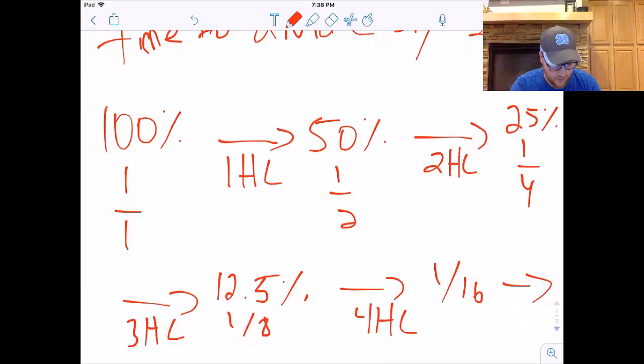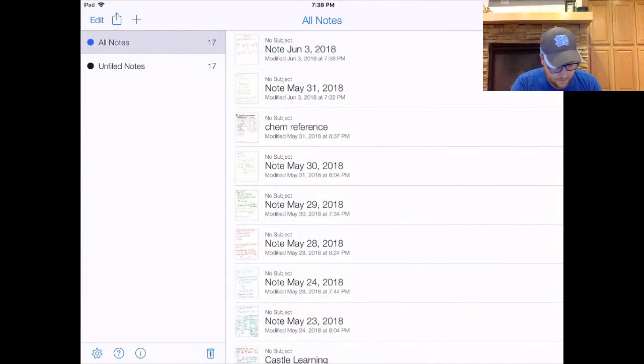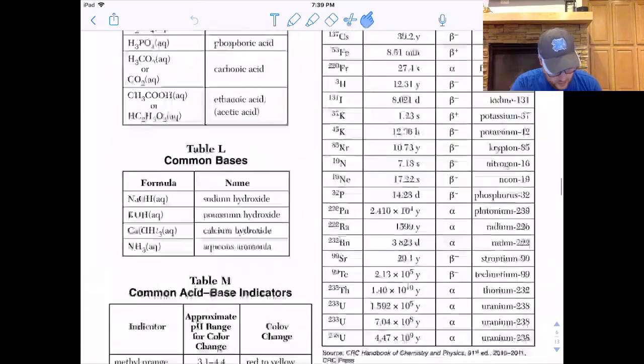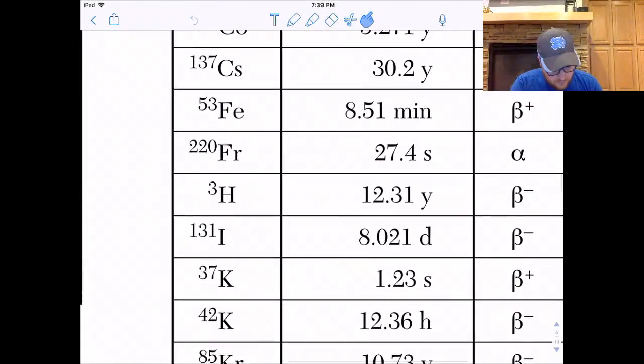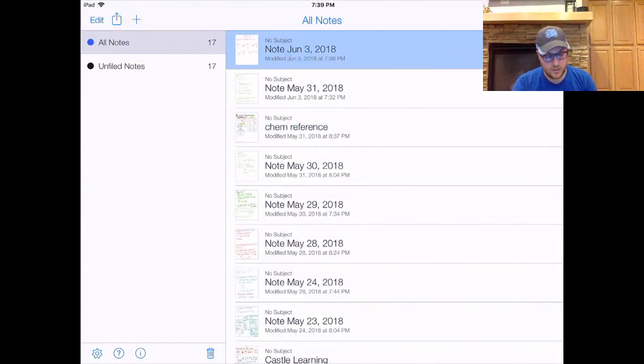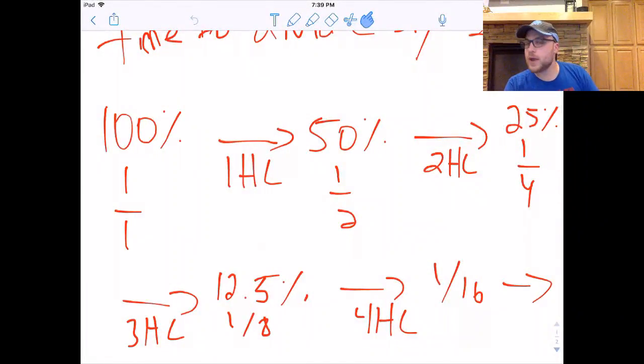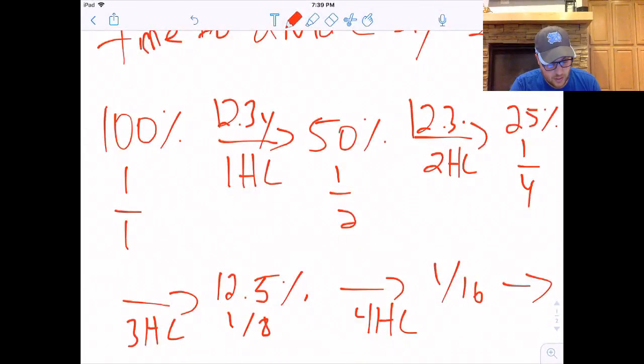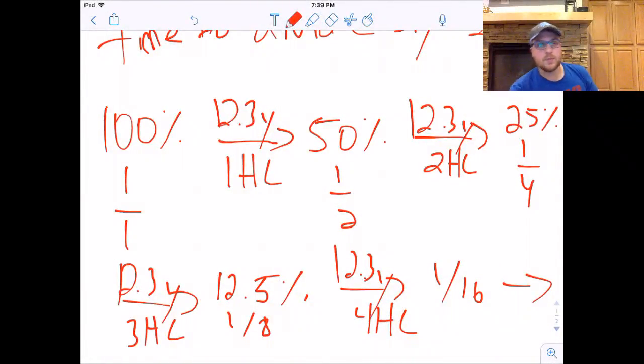So let's just pick a random one. Hydrogen 3 has a half-life of 12.31 years. So you start with 10 grams of hydrogen 3, which is 100% of hydrogen 3, and then after 12.3 years, you divide by 2. After another 12.3 years, you just keep dividing by 2 every 12.3 years. And how do you know when to stop? When do you stop dividing by 2? The problem's going to give you some sort of hint of when to divide by 2.